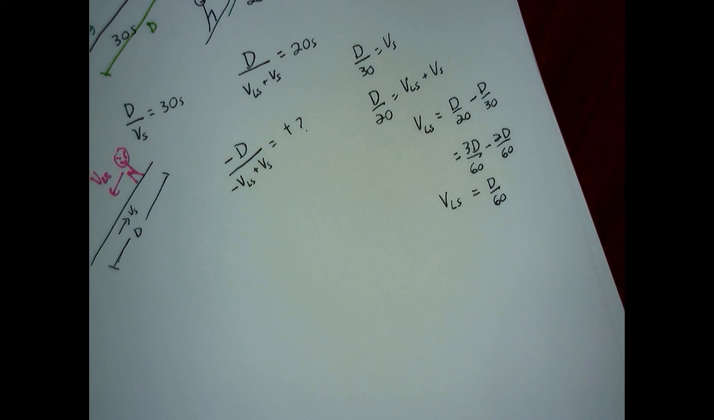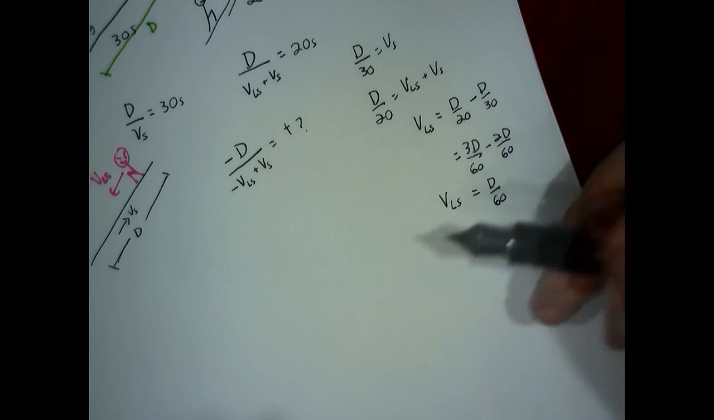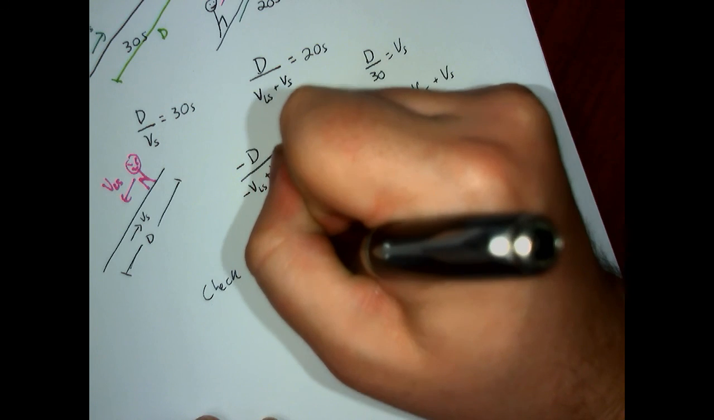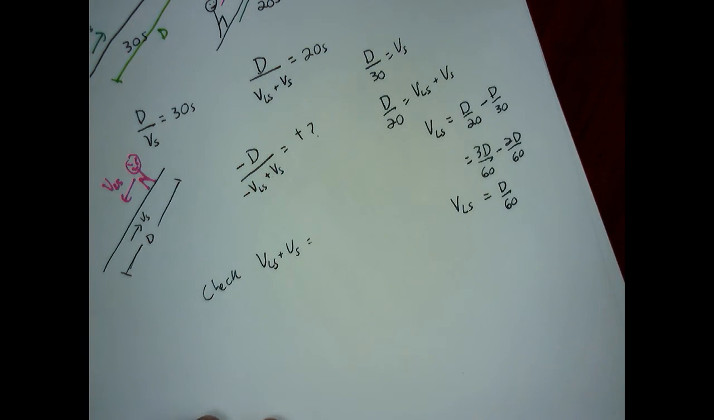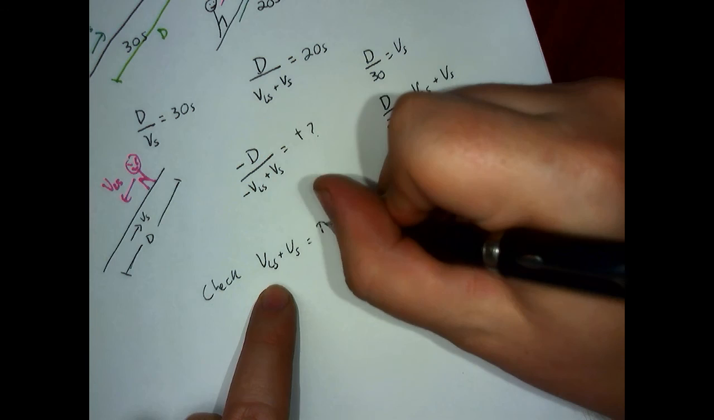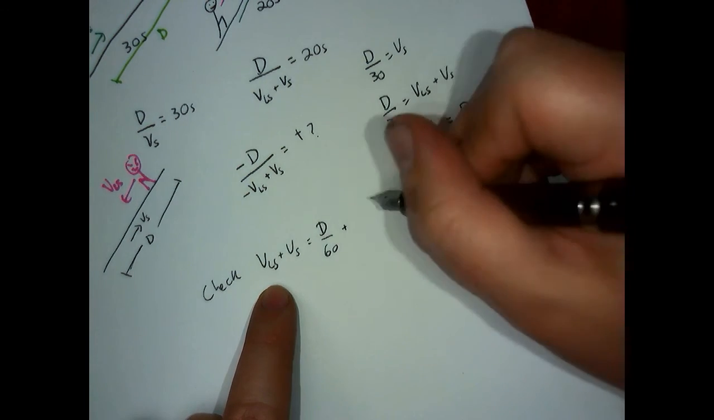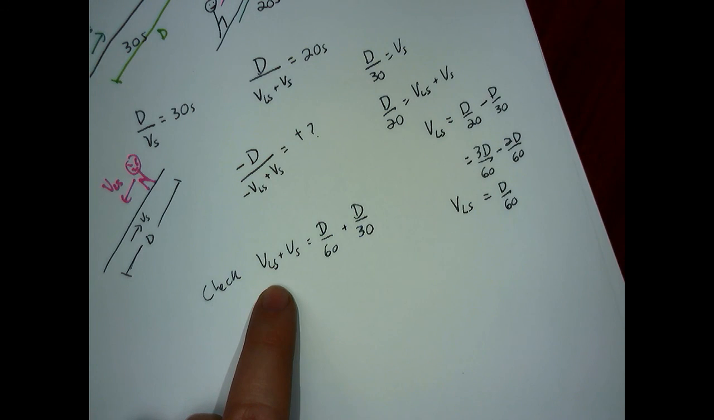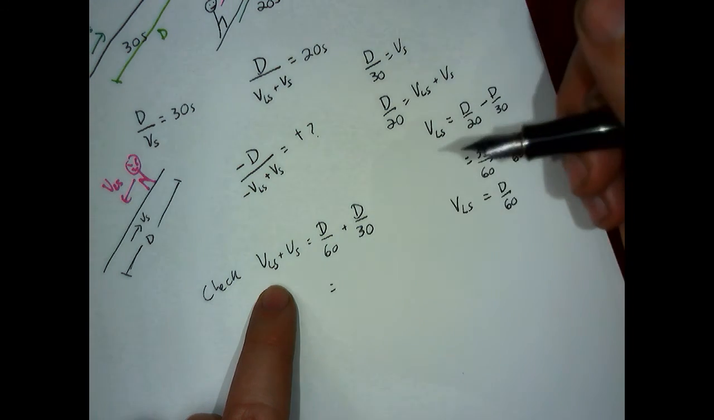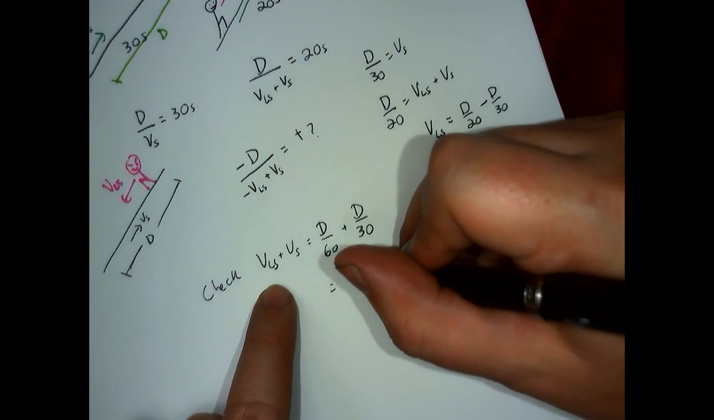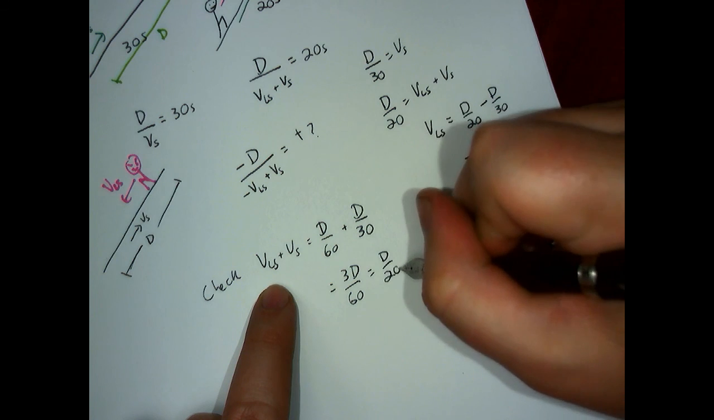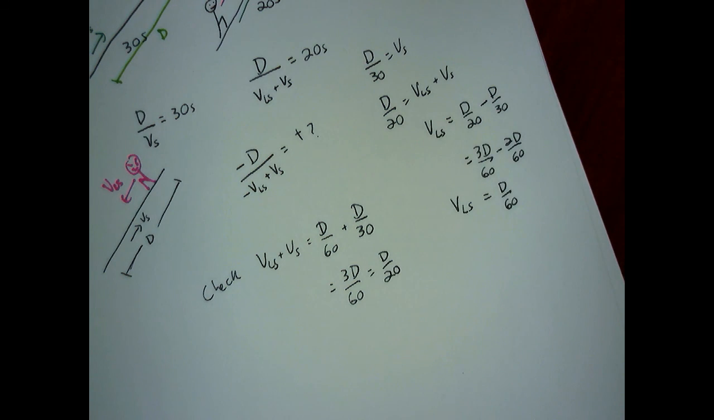So let's check. VLS plus VS, it's the speed you're going up the escalator. It's D over 60 plus D over 30, right? And so this becomes 3D over 60, so that's D over 20. Yeah, checks out. Okay, fine.